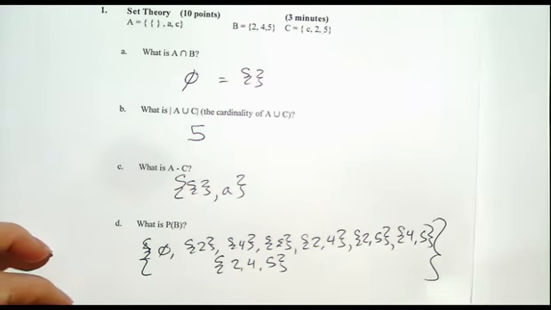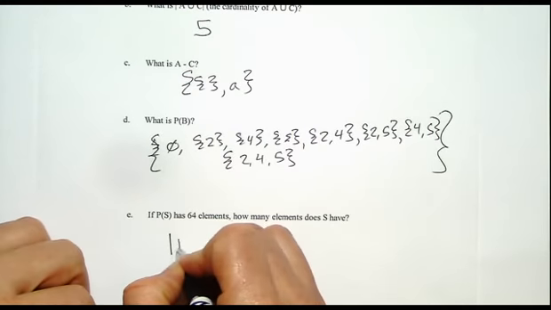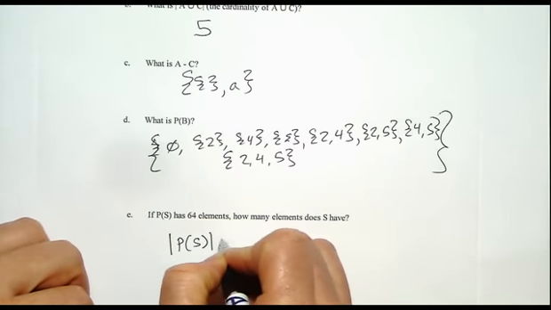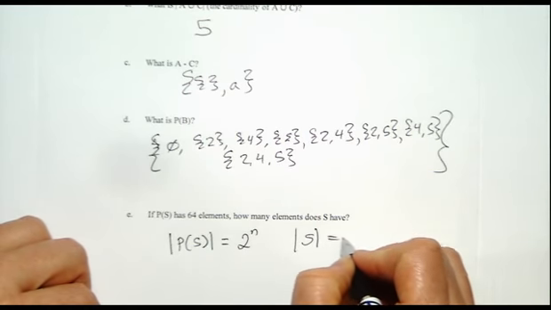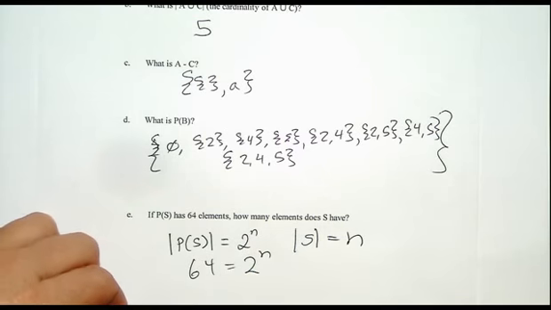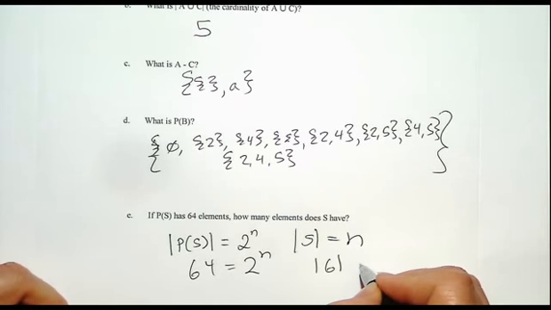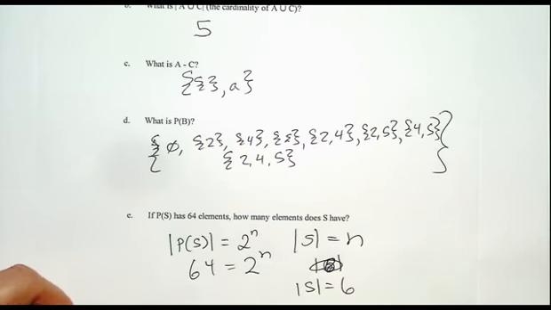And the last question says, if the power set of S has 64 elements, how many elements does S have? So the size of the power set of S is equal to 2 to the n, where the size of S is n. So 64 equals 2 to the n. I need to figure out what n is. What is that number? It is 6. So the size of S is 6.